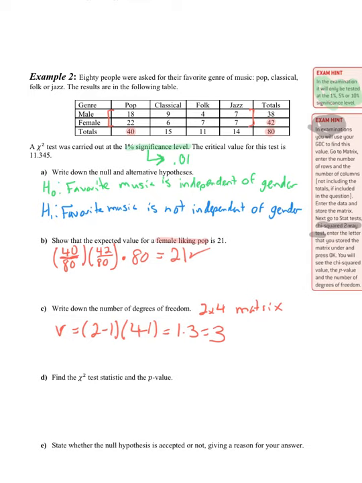All right, find the chi-squared test statistic and the p-value. So you go ahead and enter this into your calculator as a 2x4 matrix. Then you go to the chi-squared test, and it's going to give you the output and the p-value. You could edit the previous matrix you did, or you could do a completely different matrix if you wanted to. I'll go ahead and make matrix D a 2x4, and then I'll enter my data in there.